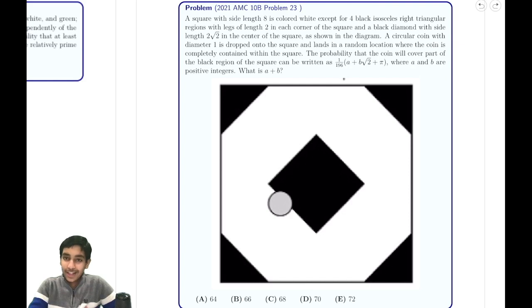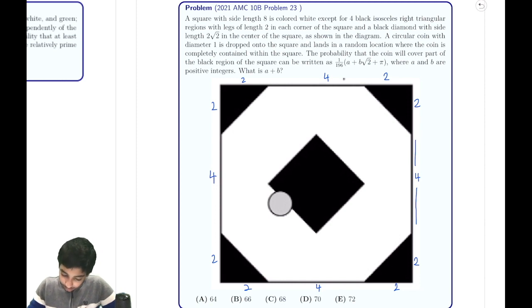Hi everyone, in this video, we're going to take a look at the 2021 AMC 10B problem 23. So you've got a square with side length 8, and 4 isosceles triangles with legs of length 2, so 2, 2, 2, 2, and side length 8, so this is going to be 4, 4, 2, 2. You can probably see a white bar around this, kind of interesting. So 2, 2, 4, 4, so this is 4, and the side lengths are 2, 2.